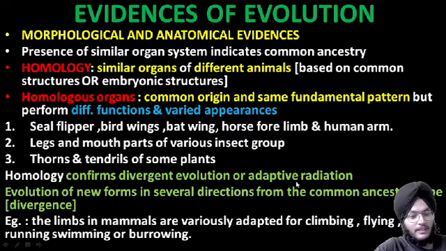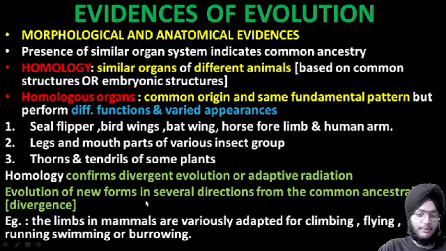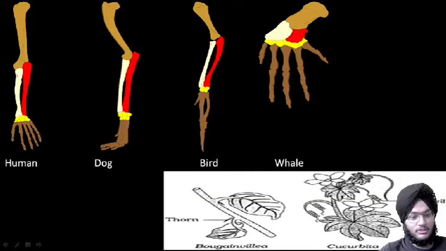What is adaptive radiation? It is the evolution of new forms in several directions from the common ancestral type. So basically, a common ancestral type is radiating new forms in other directions and they are settling. For example, the limbs in mammals are variously adapted for climbing, flying, running, swimming, and burrowing. So these are the homologous organs. We will see that the structure is the same, but the appearance is different.